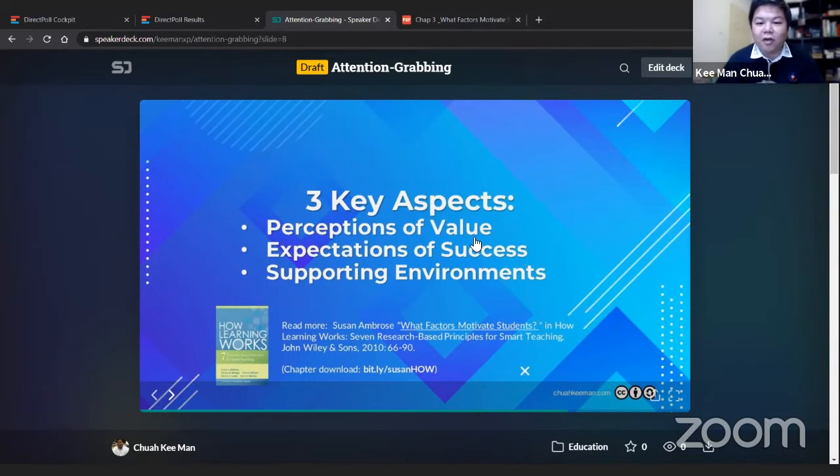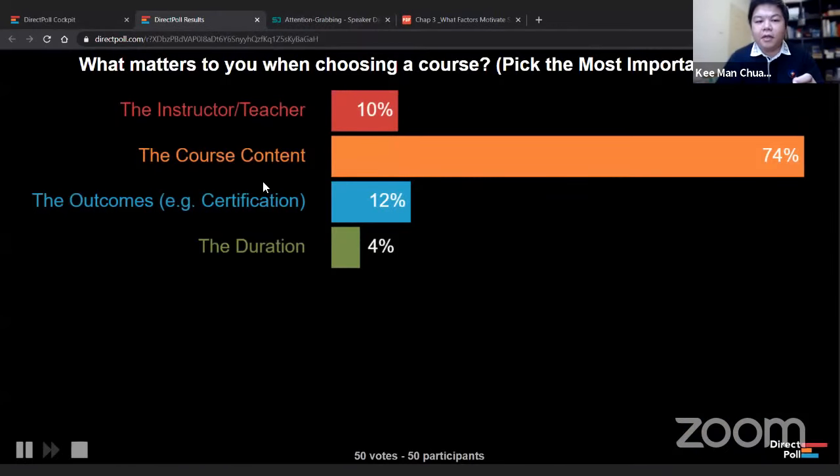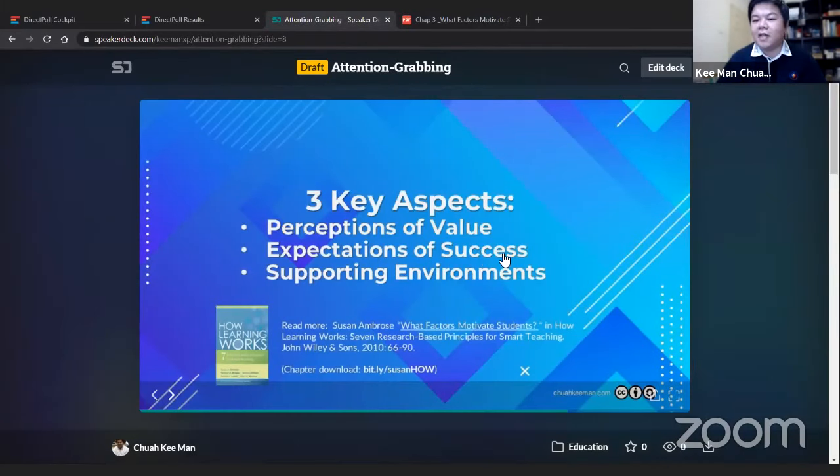I'm not going to go deeper because we don't really have time, but just keep in mind that learners need to know all this. And just now, those of you who picked outcome in the poll, you're talking about this one, expectation of success. You want to get an A, right? You want to get a degree, you want to get a certificate. That would actually motivate you to stay on and listen, or maybe participate, right?